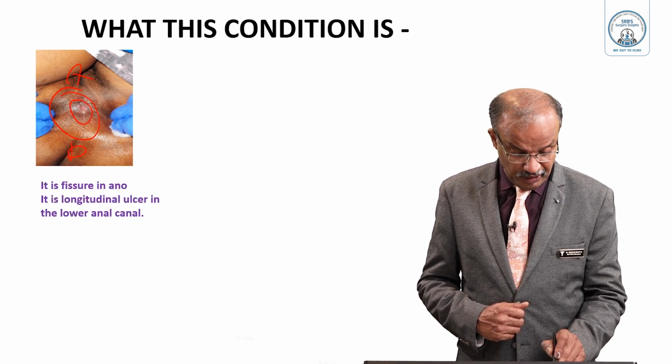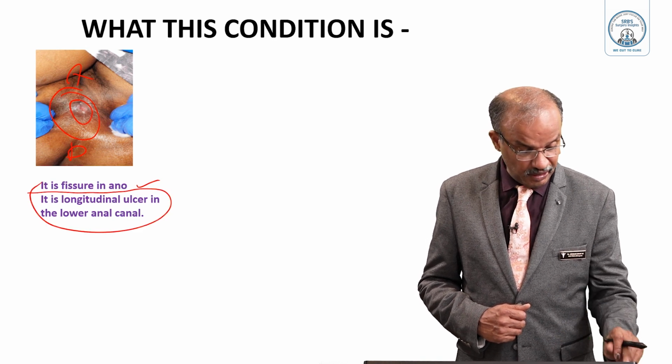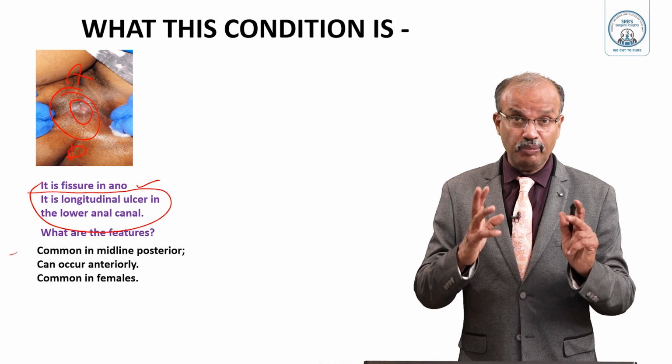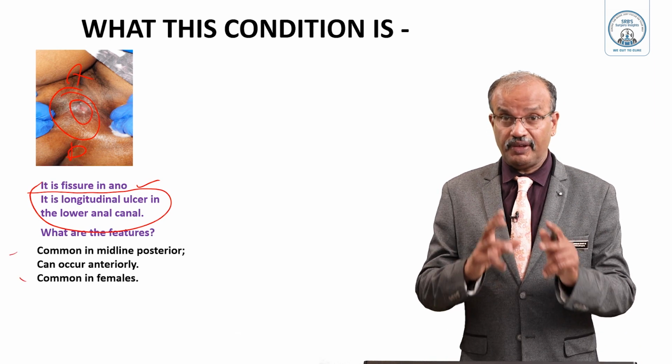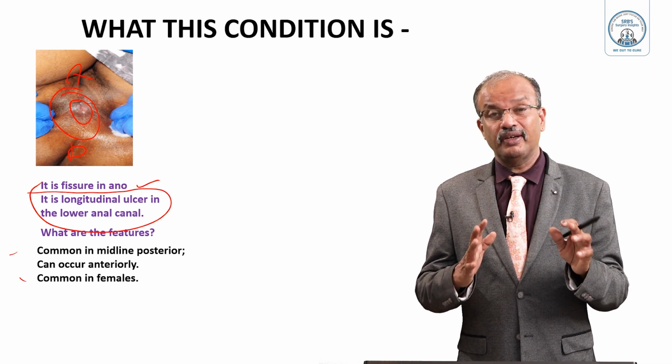So it is fissure in ano. It is a longitudinal ulcer in the lower anal canal. This is the definition of fissure in ano. What are the features? Common in midline posterior, can be anterior, common in female. This point is very important, especially starts in pregnancy and after delivery it continues.